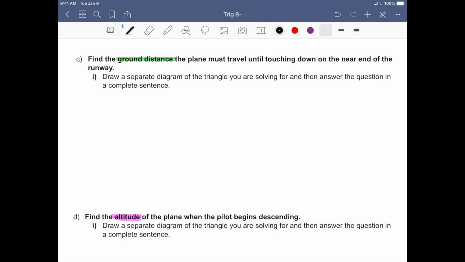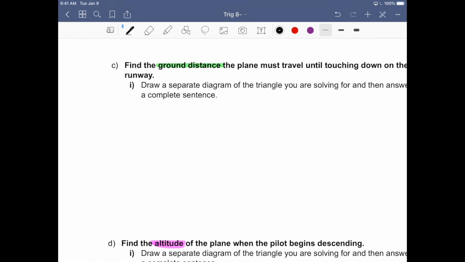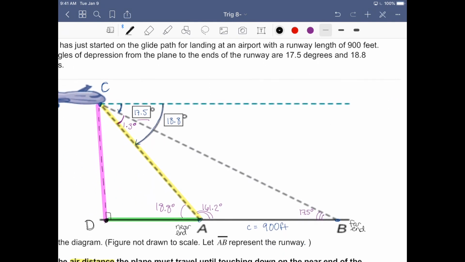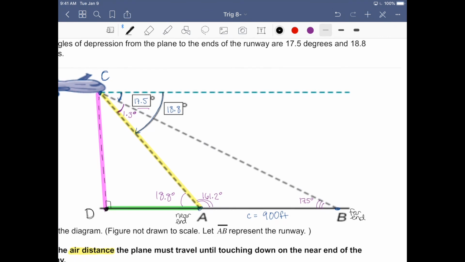Part C says, find the ground distance the plane must travel until touching down the near end of the runway. So now I have a different triangle I'm looking at, a right triangle. Let's go back to the picture. I have the right triangle ADC, or CDA, however you want to name that. I need to know what that green distance is, line segment DA. Now that I know the air distance, I can use this triangle to figure that out.